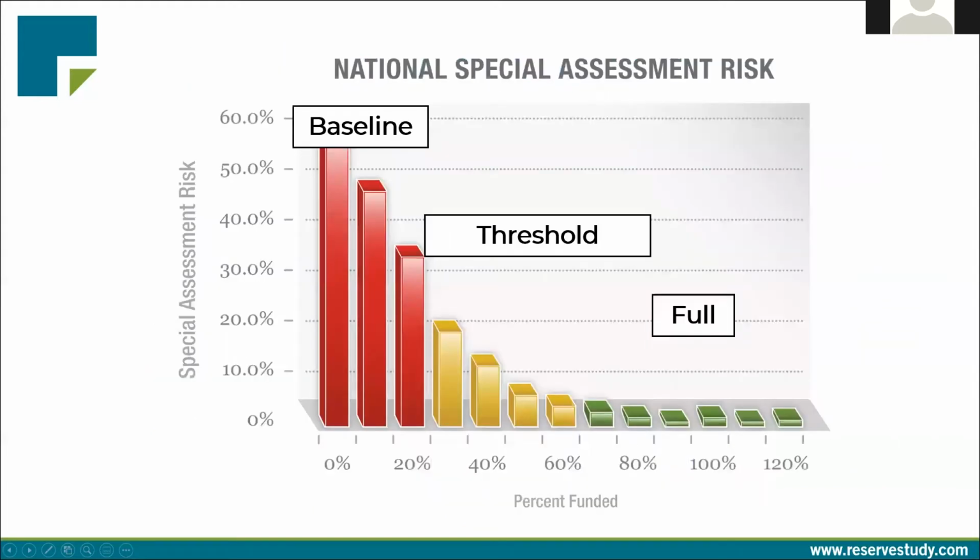So we're going to talk about risk today. Higher risk of special assessments for baseline funding associations and lower risk for full funding associations. Note how measured by percent funded, special assessments are close to zero for associations above 70% funded. There is a measurably lower risk of special assessments with a strong reserve fund, but that is a choice.